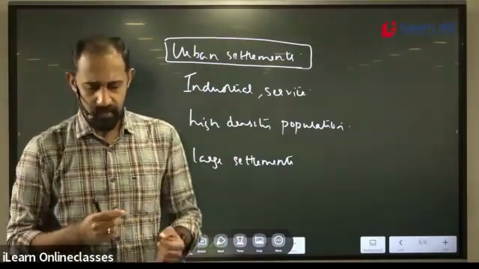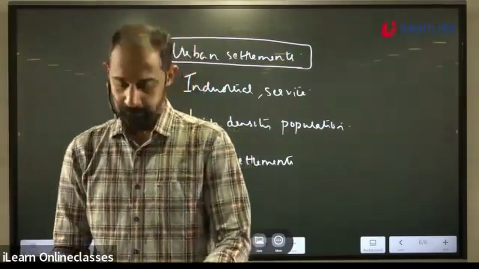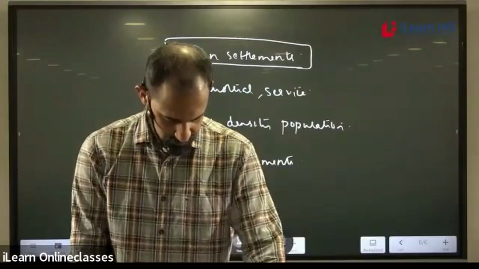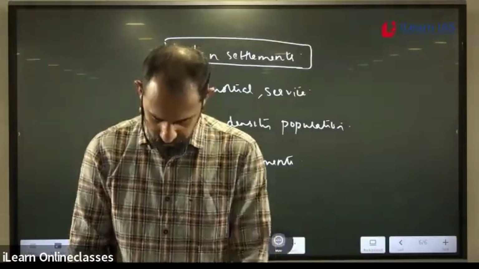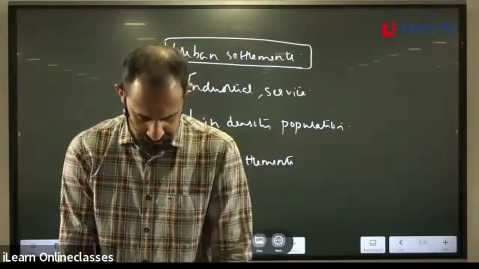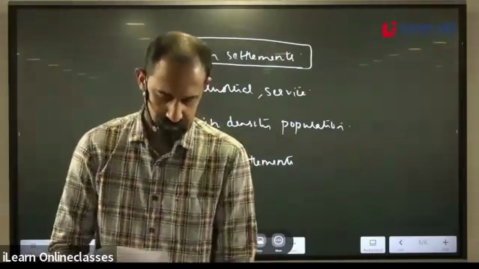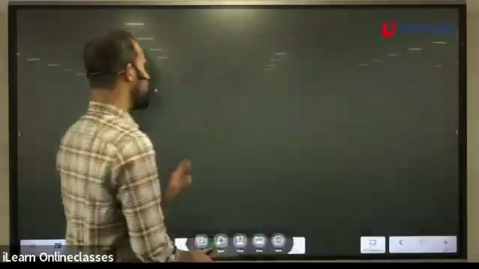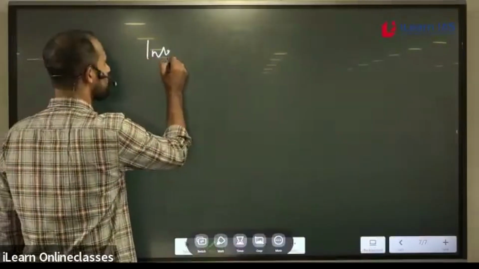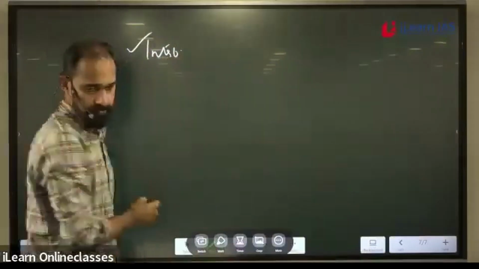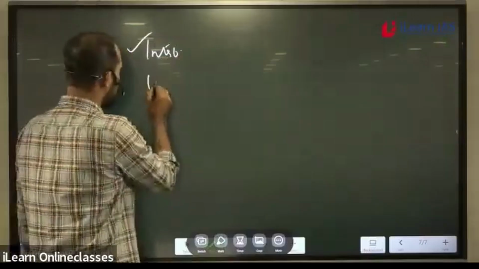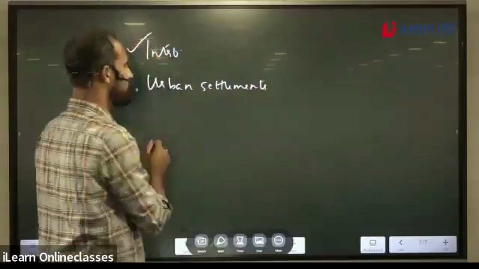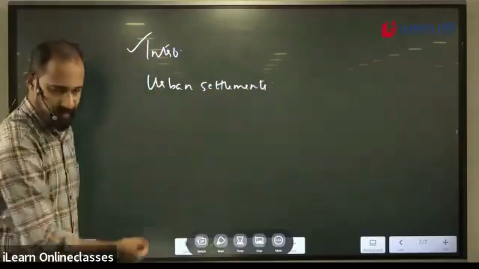Now we need to see in detail the various things we need to study about both these types of settlements. Now we'll look into the study plan. What are the things we are going to study here? What we saw was a short introduction, so the intro is done. Now we'll be looking into urban and rural settlements. First we'll see urban settlements.